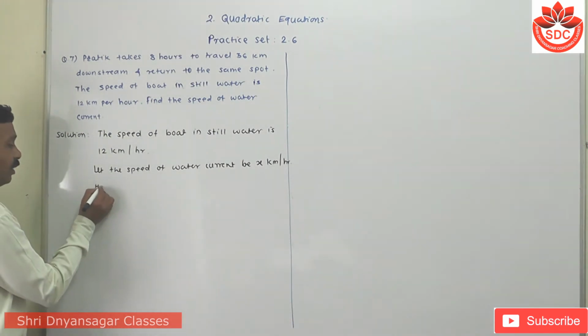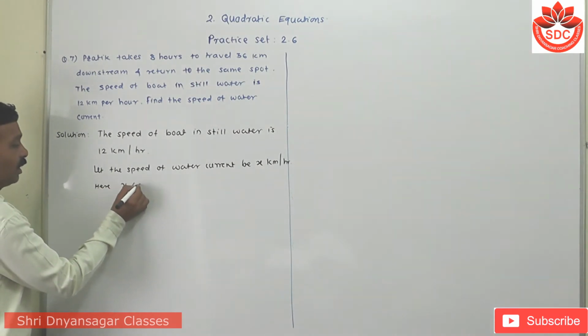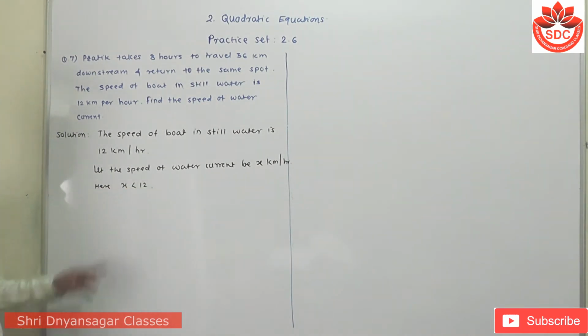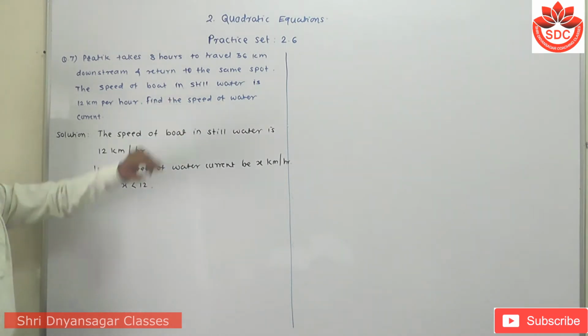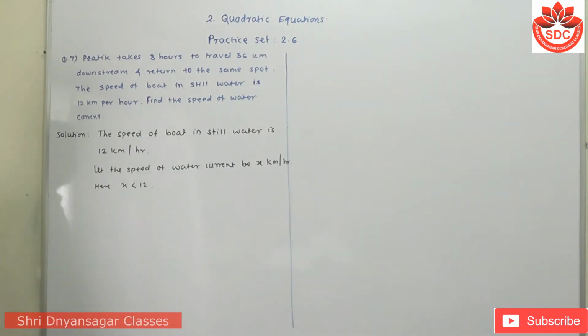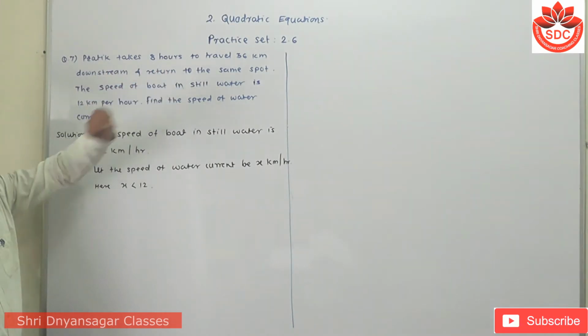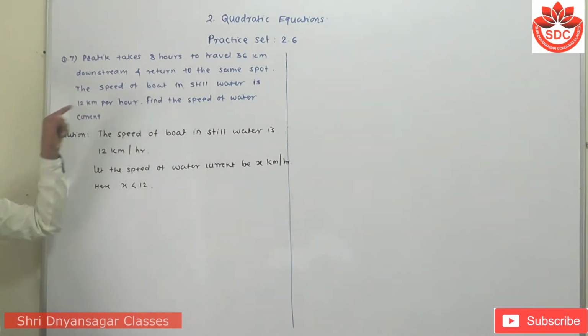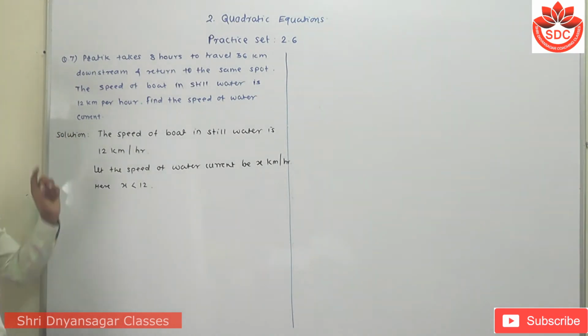Student, here x is less than 12 because 12 is the speed of the boat in still water, and the current's speed will be less. Now student, Pratik takes 8 hours to travel 36 km downstream and return to the same spot. Here the distance is 36 km and the time taken is 8 hours.